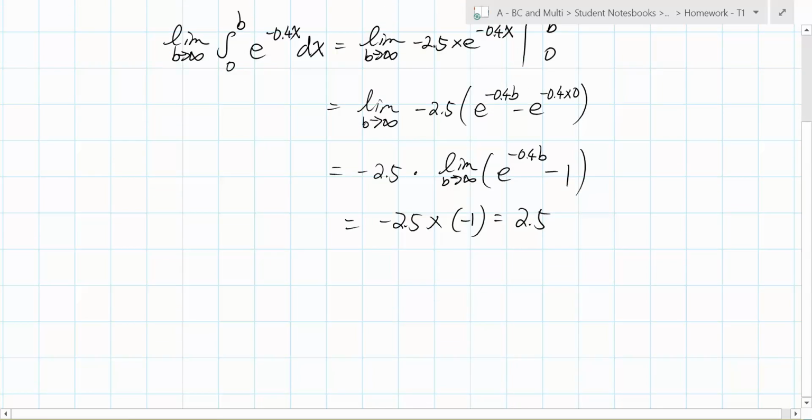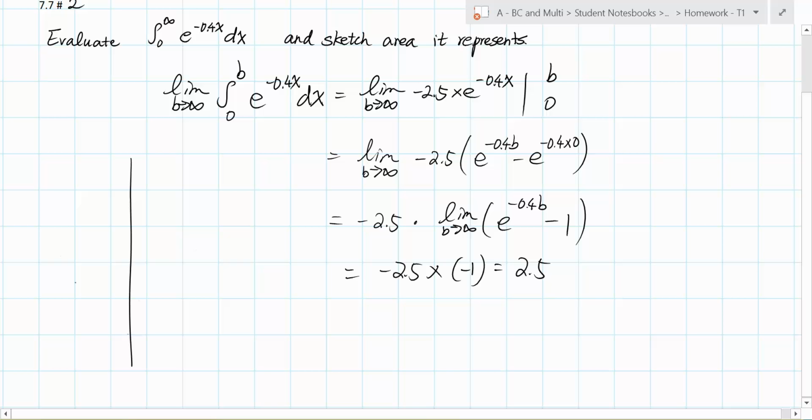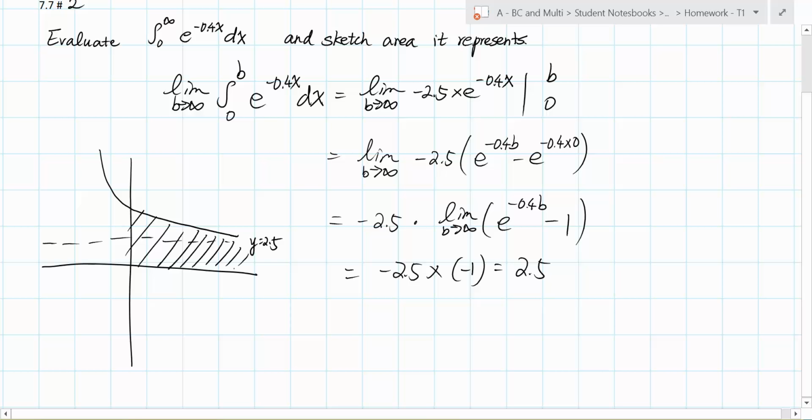And the area that it represents is over here. You can draw out e to the negative 0.4x as a negative slope, so it looks something like this. And then there is a horizontal asymptote which it goes to, and that is where y equals 0. And all the area that we're talking about here is everything from 0 to infinity. It's not that great of a drawing, but this is the area that it represents. So that is it for number 2 of 7.7.